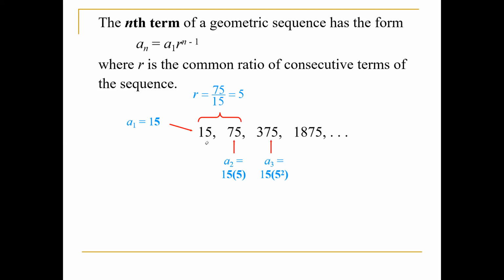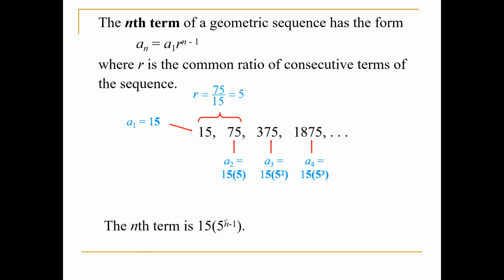Second term divided by the first term is 5. 375 divided by 75 is also 5. 1,875 divided by 375 is also equal to 5. So therefore, the common ratio is 5. The nth term is 15 multiplied by 5 raised to n minus 1.